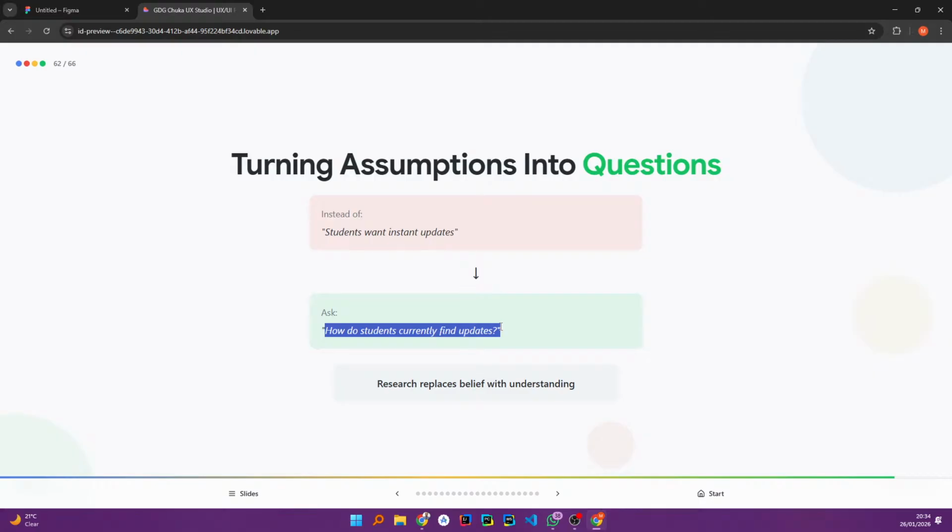Is it through a timetable? Is it through WhatsApp? Is it through Discord? Or is it that they just go to the timetabling department and check? Or yeah, how do they really get the updates? So instead of assuming they usually want instant updates, you rephrase it into a question and go ahead and actually ask that question. So yeah, this is the way of turning assumptions into questions.